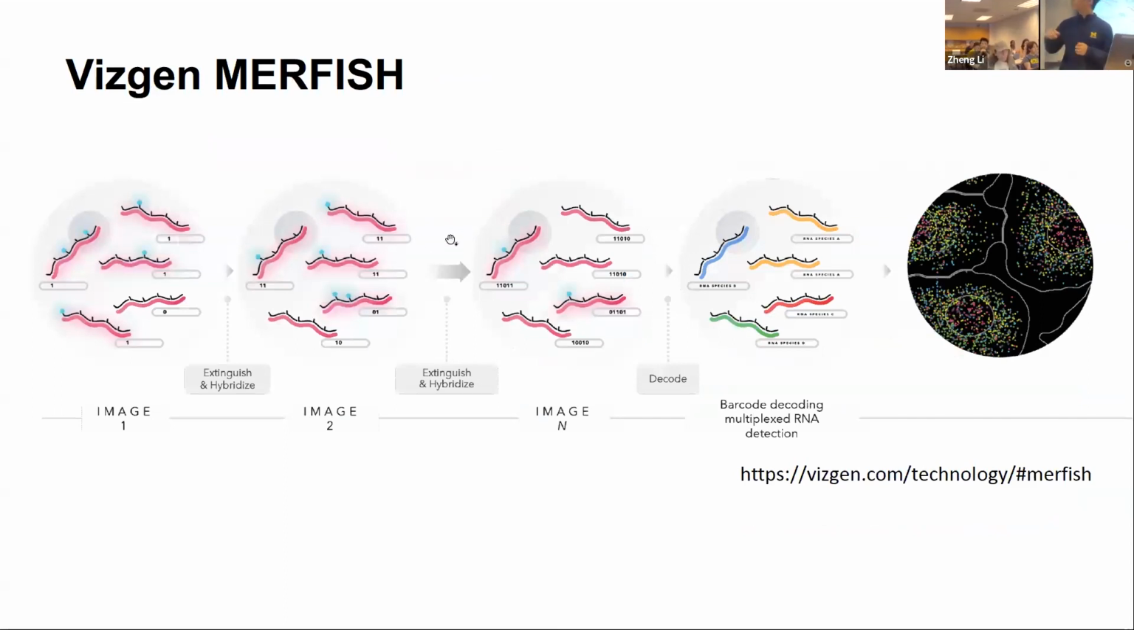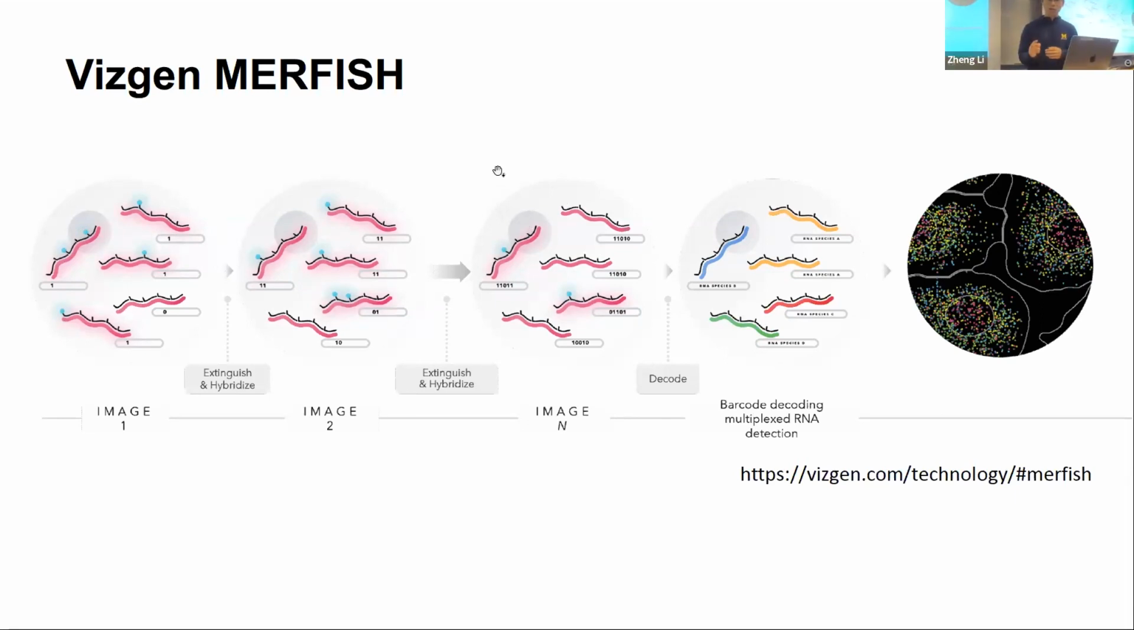And another group of methods is based on FISH technology. Here is an example. This technology is called MERFISH, commercialized by Vizgen. The idea of single molecule FISH is that you have a probe, a sequence of nucleotides designed to target specific transcripts. This probe is tagged with fluorescent molecules. So after some trigger, you can actually see the color under the microscope.